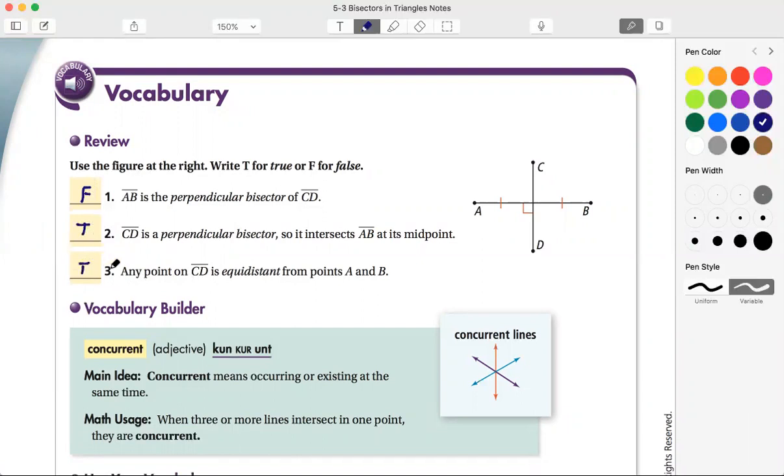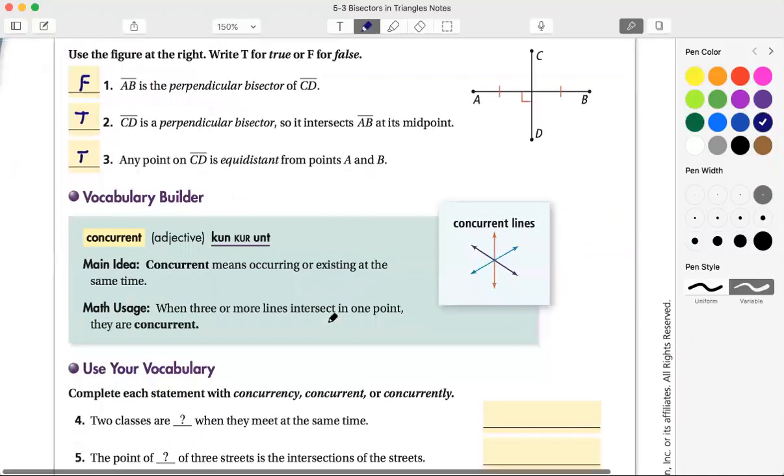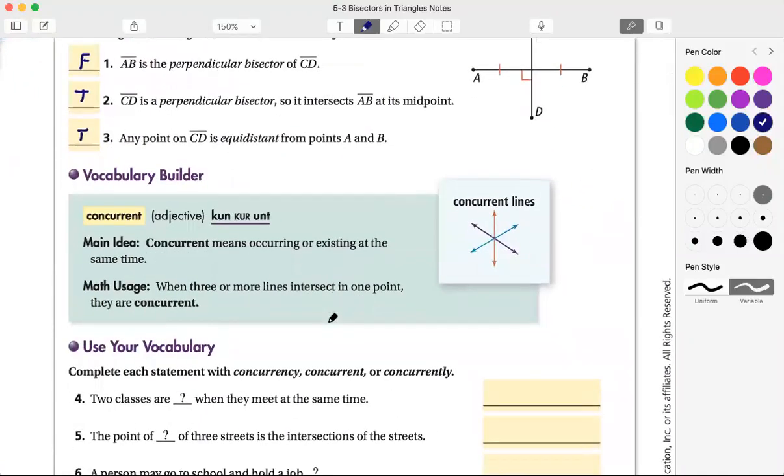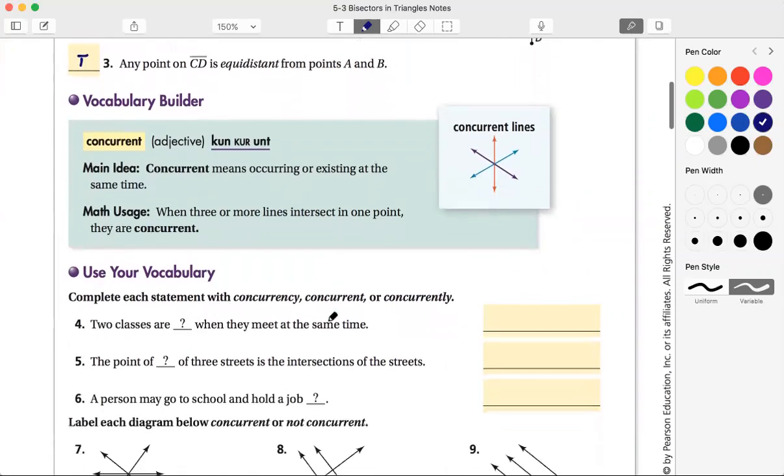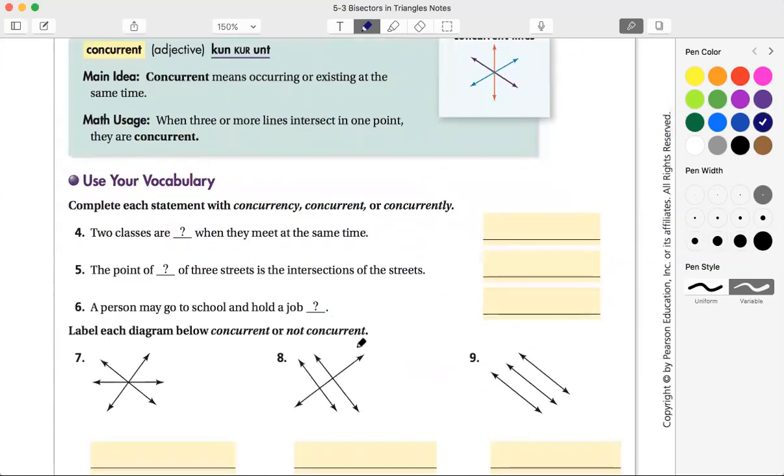That's true. All right. What does concurrent mean? Concurrent means occurring or existing at the same time. So in math, when three or more lines intersect at one point, they are called concurrent. We're going to use the words concurrency, concurrent, or concurrently. Two classes are concurrent when they meet at the same time.